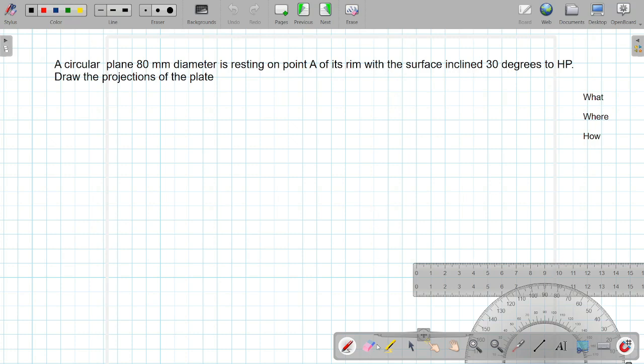So again before starting we need the answers for these three questions: what, where and how. What to draw is given here, a circular plane. So we need to draw a circle of 80 mm diameter. Where: if we read the question, it is resting on point A on its rim, surface inclined 30 degrees to HP. That means we have to start below the reference line.